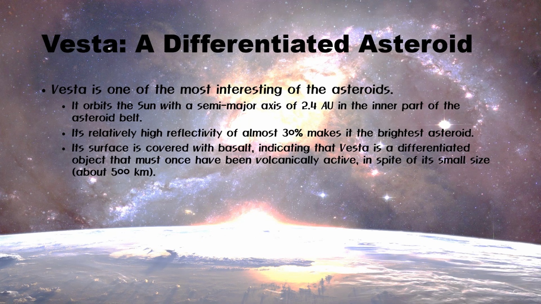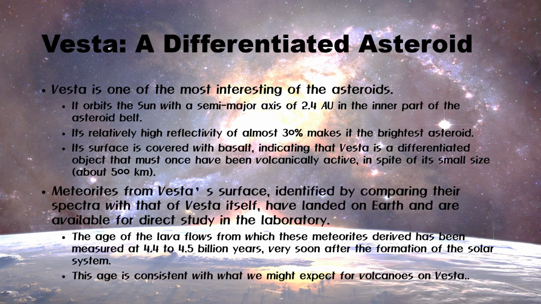Now, its surface is covered with basalt, indicating that Vesta is a differentiated object that must at least once have been volcanically active, in spite of its small size, only about 500 kilometers. Meteorites from Vesta's surface, identified by comparing their spectra with that of Vesta itself, have landed on Earth and are available for direct study in the laboratory. The age of the lava flows derived from these meteorites has been measured at 4.4 to 4.5 billion years, which is very soon after the formation of the solar system. This age is consistent with what we might expect for volcanoes that would have been on Vesta.